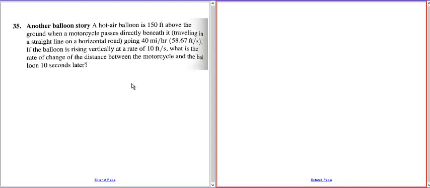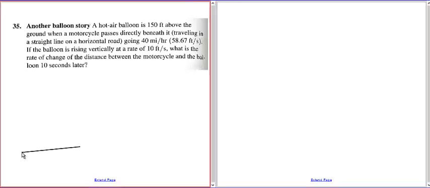Okay, so let's see what we can draw here. So you've got this horizontal ground. You've got a balloon right here. And there's the motorcycle. Okay, now what will be happening in 10 seconds? The balloon will have risen and the motorcycle will be over here somewhere.